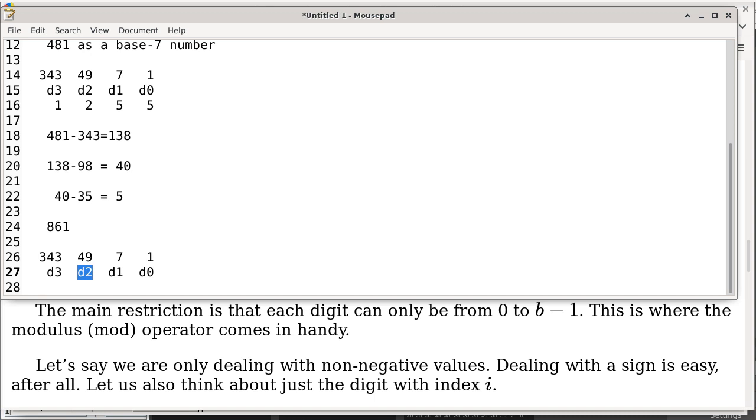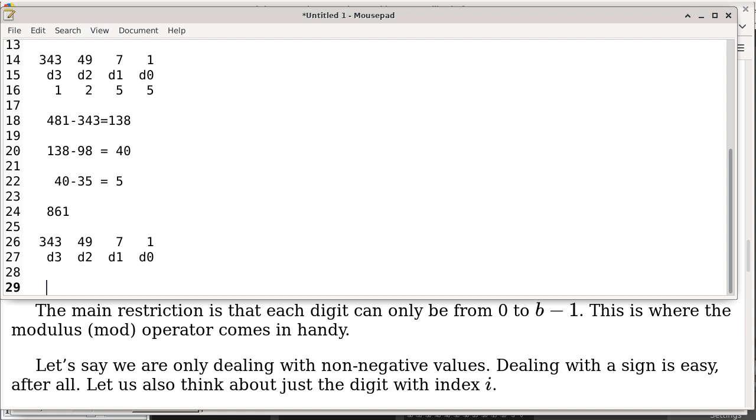Well, the first thing we need to do is a division. We divide the number by 49. 49 is the quantity that the digit we are concerned about is representing. So we do a division. The first thing we do is we take 861 and divide it by 49, because 49 is the power of 7 that D2 is a factor of, or multiplier of. Okay, so we divide that.